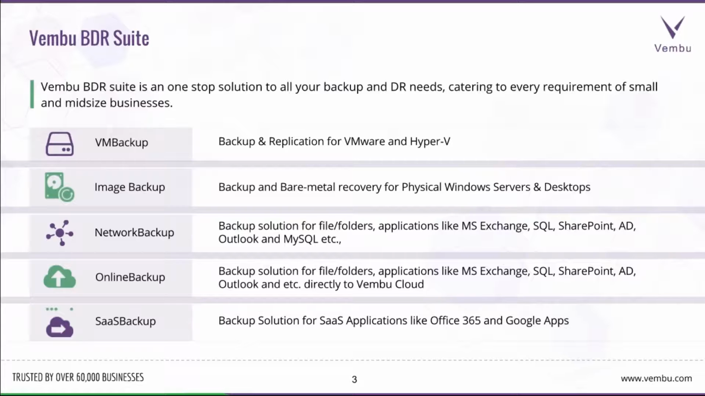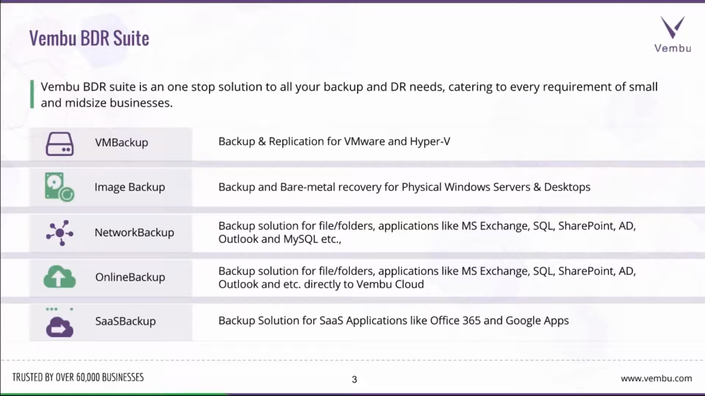Vembu DR Suite is a one-stop solution for all your backup and disaster recovery needs, categorizing every requirement of small and medium-sized businesses. It has a group of products bundled together, and they are Vembu VMBackup, used for the backup and replication of VMware and Hyper-V. Vembu Image Backup, where you can do physical server image backup of Windows servers and desktops. And Vembu Network Backup helps you to do granular file and folder level backup and application backups for applications like MS Exchange, SQL, SharePoint, Active Directory, Outlook, MySQL, etc.